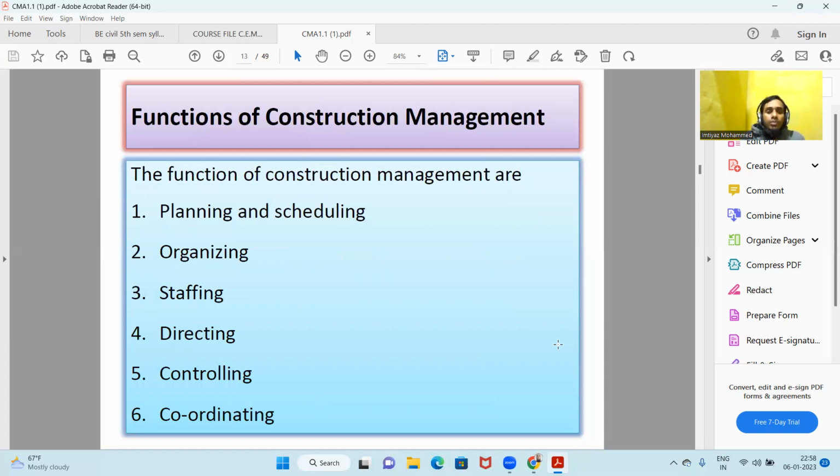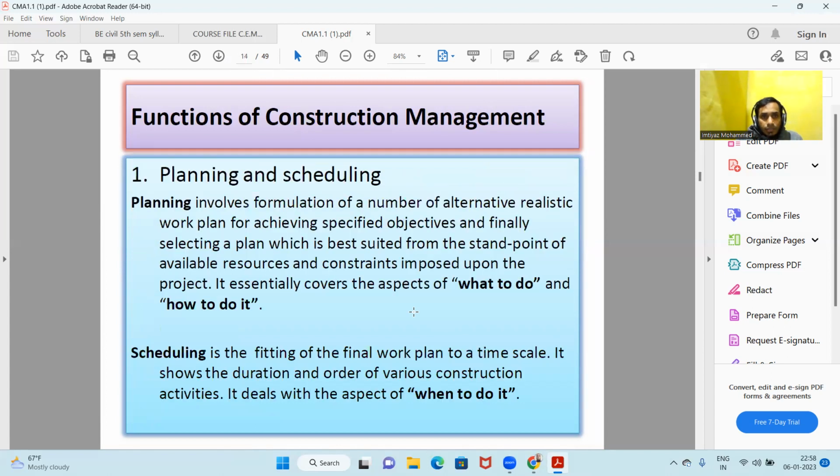Now, this is a very important topic, that is, functions of construction management. These are six in number, and we will be looking at some explanation of each one of them. The first function is planning and scheduling, followed by organizing, staffing, directing, controlling, and coordinating. So let us now try to look at it one by one.